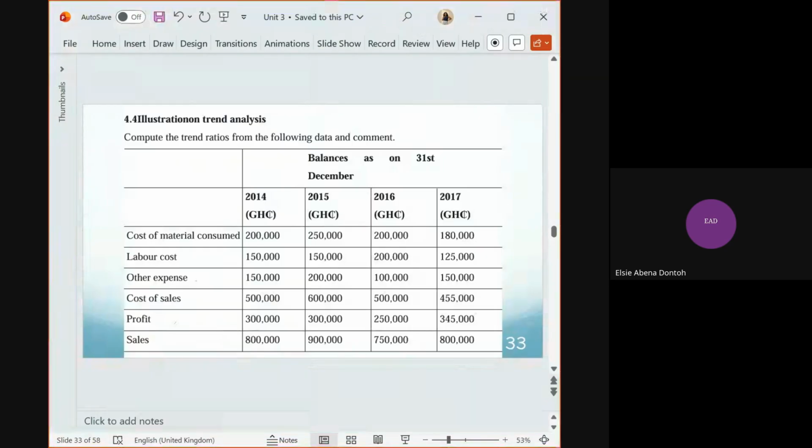So for cost of material consumed, 2014 is the base year. Everything here will be 100%. For 2015, it will be 250,000 divided by 200,000 times 100. What will you get?